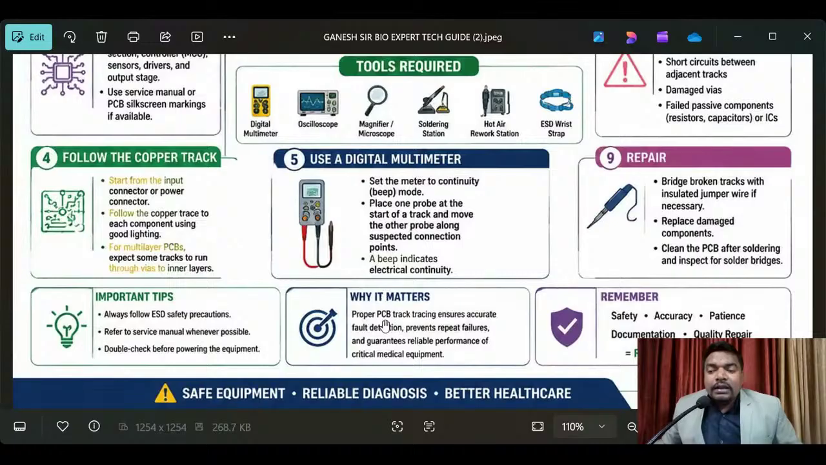Proper PCB track tracing ensures accurate fault detection, prevents repeat failures, and guarantees reliable performance of critical medical equipment. Okay. If I share all this information, you can get it.